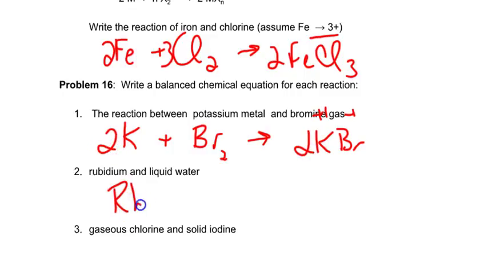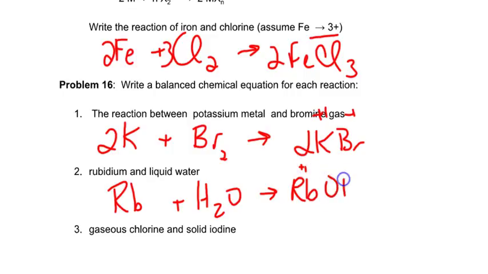Rubidium, that's Rb, and liquid water, so H2O. What am I going to make? Well, this is a single replacement, and the hydrogen is going to create hydrogen gas. But this is where, if I ask you this on some kind of test, people are going to make mistakes. You don't make rubidium oxide, you make rubidium hydroxide. Rubidium is in group 1, so its charge is +1. Hydroxide is OH, which is a -1, so that's the correct formula, and then you get H2 as what is being replaced by the rubidium.